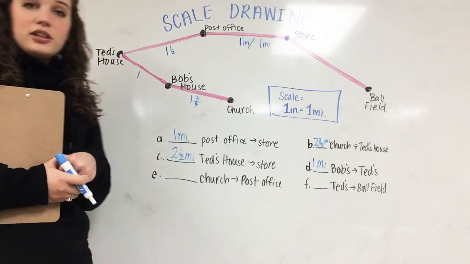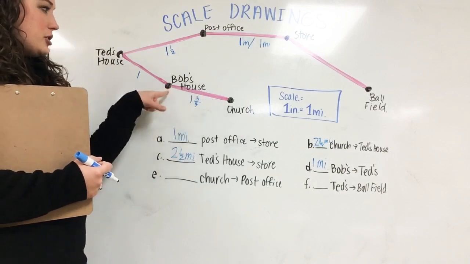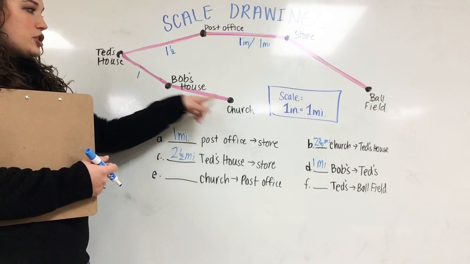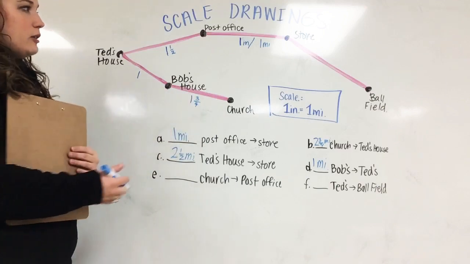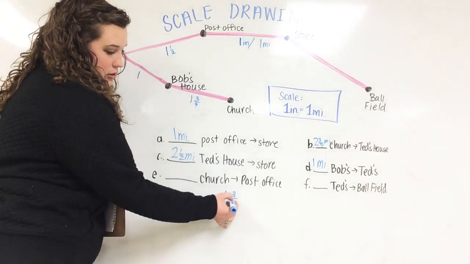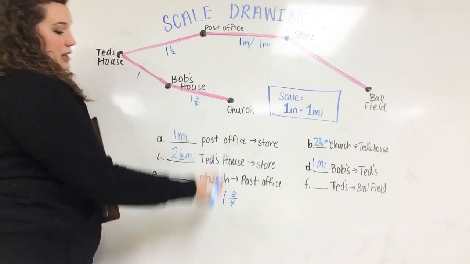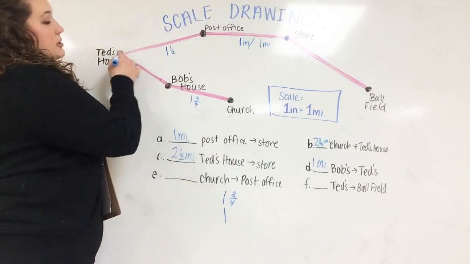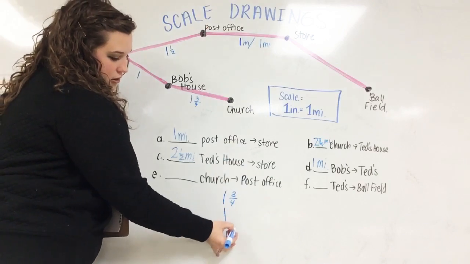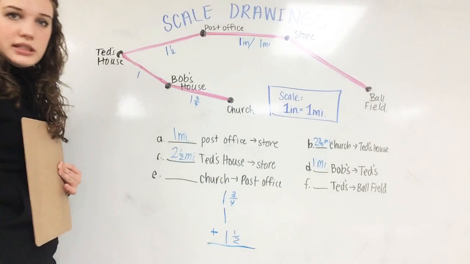Okay, so this is a lot of measuring, but we already have it all done. So we're going from the church all the way up to the post office, right? So we need to go, the church to Bob's house is 1 3/4 mile. 1 3/4. I'm going to do this down here. Okay. The Bob's house to Ted's house is 1 inch. From Ted's house to the post office is 1 1/2. So we have to add all 3 of those together.